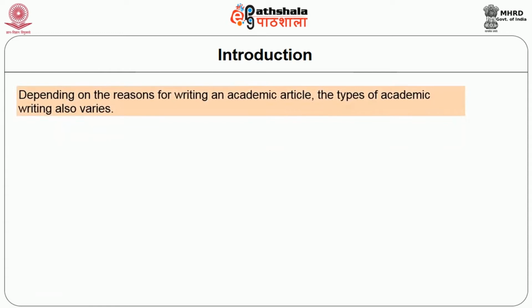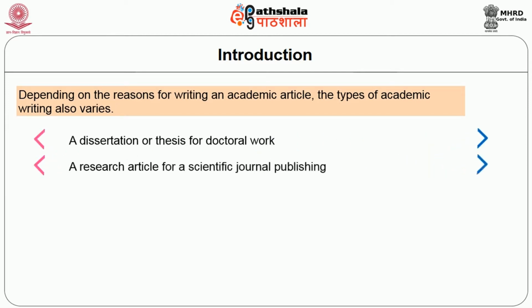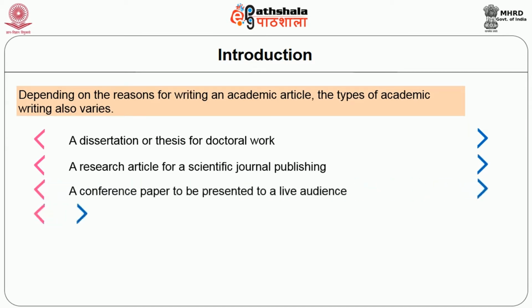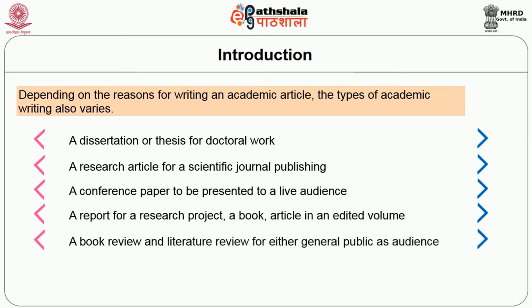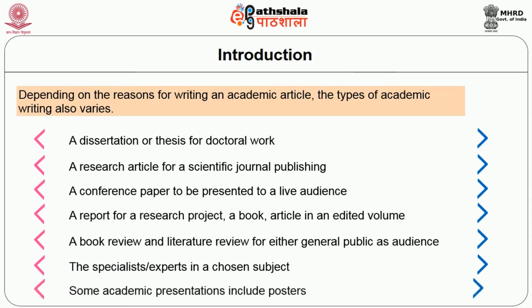Depending on the reasons for writing an academic article, the types of academic writing also vary. These are a dissertation or thesis for doctoral work, a research article for scientific journal publication, a conference paper to be presented to a live audience, a report for a research project, a book or an article in an edited volume. There could be a book review, a literature review for the general public as audience, and also sometimes for specialists or experts in a chosen subject. Some of the academic presentations include posters also and are very creative.